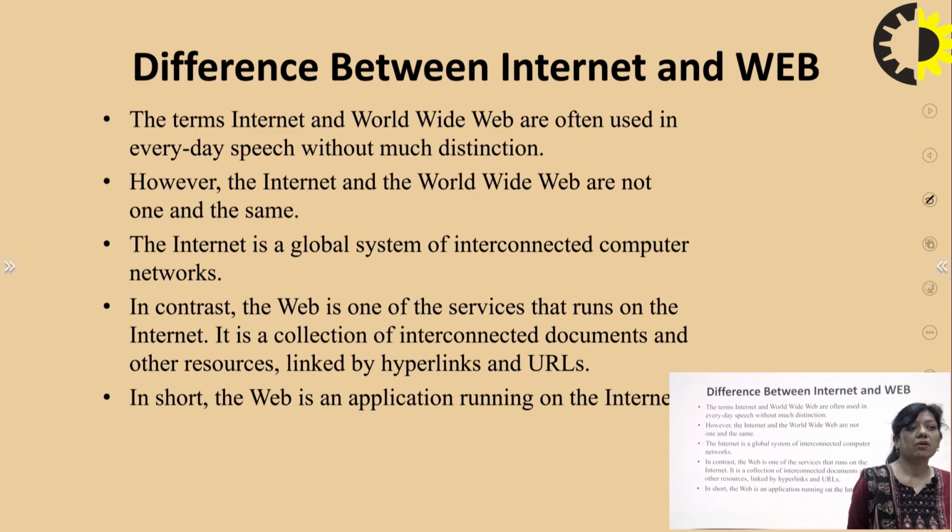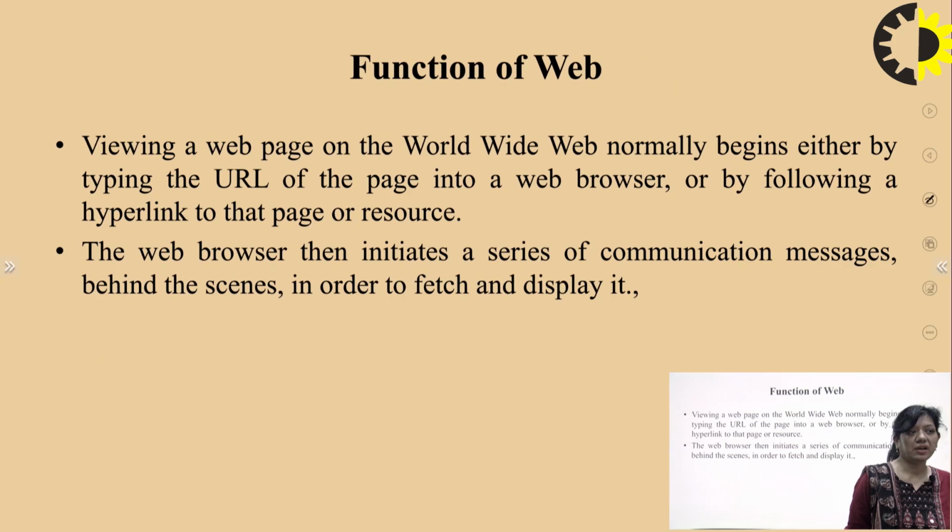Now the question arises: what is the difference between the internet and the web? The terms internet and World Wide Web are often used in everyday speech without much distinction. However, the internet and the World Wide Web are not one and the same. The internet is a global system of interconnected computer networks. In contrast, the web is one of the services that runs on the internet. It is a collection of interconnected documents and other resources linked by hyperlinks and URLs. In short, the web is an application running on the internet. So this is the difference between the internet and the web.